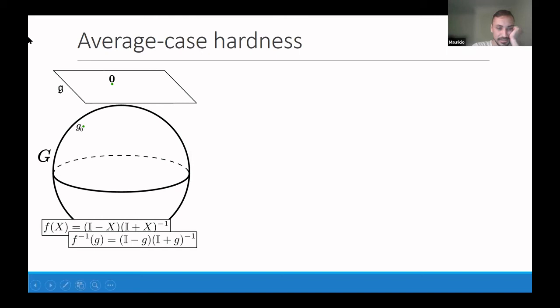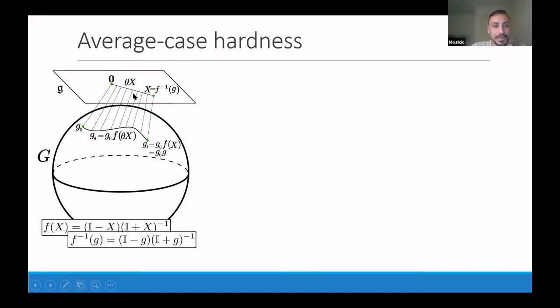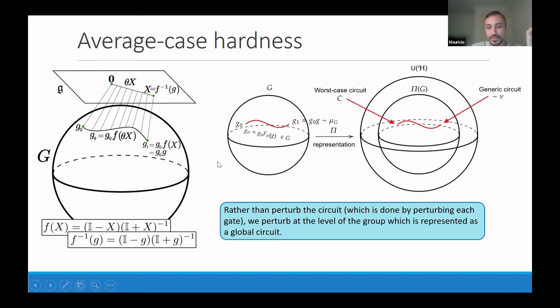So we generalized it. This mapping I showed you before, which is the Cayley map, you can define it at the level of the group or the algebra. And then this mapping generates a path, but this time on both the group and the Lie algebra. I don't want to go down to all the details, but the point is essentially the same. So you get this path, and then you assume this G0 is the hard group element of the group, and then you sample near a G1, and then you prove that you are essentially sampling randomly over all the group. So as I said, rather than perturb the circuit, we perturb at the group level. It's a slight change, and it generalizes it.